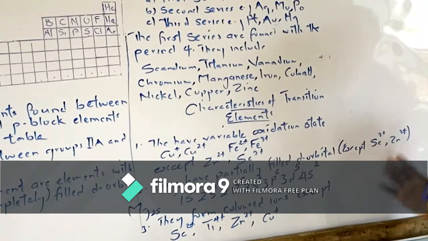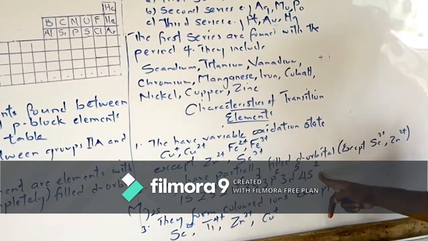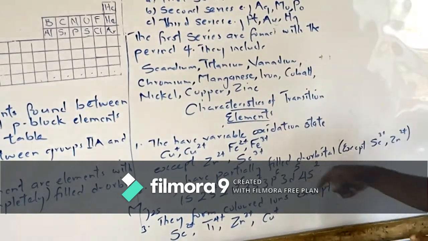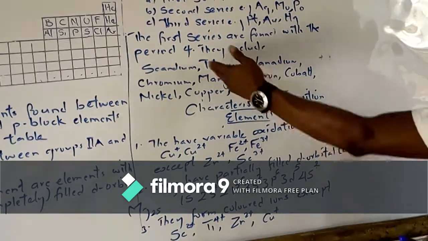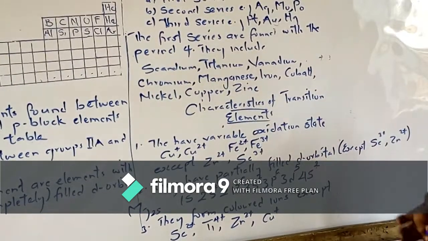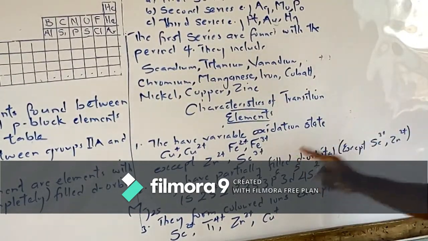That is what makes transition elements unique. They have partially filled d orbitals. So you fill the 4s first and come back to fill the 3d. You can pick any of these and try that. Now take note of this: they have partially filled d orbitals.